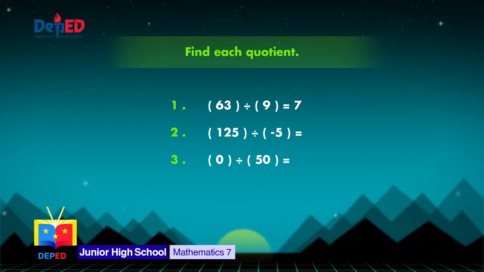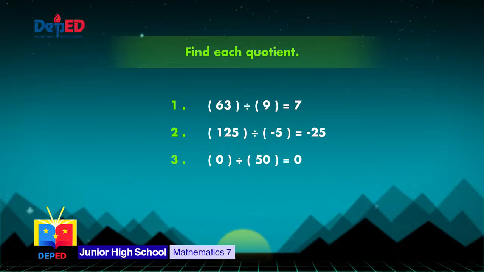Number 2, 125 divided by negative 5. Since they have different signs, the sign will be negative. And 125 divided by negative 5 is negative 25. And last, 0 divided by 50. Since the dividend is 0, the quotient will be 0.